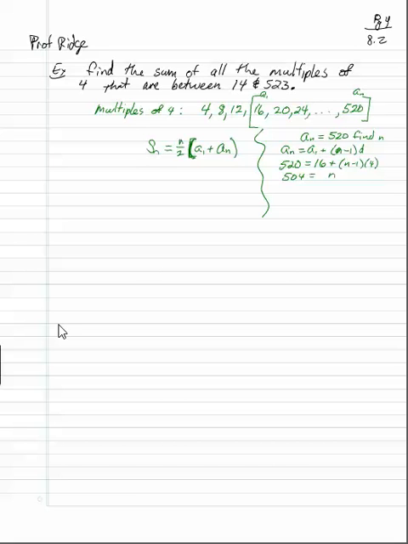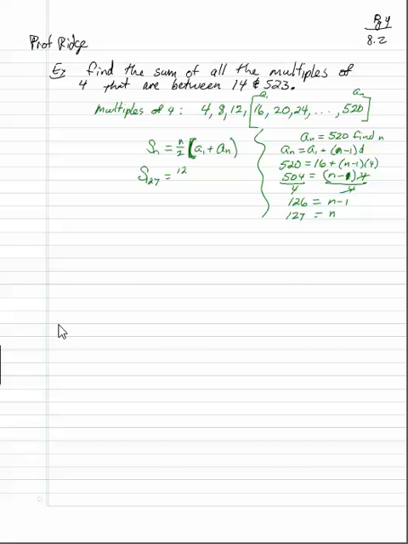Now instead of distributing the 4, divide both sides by 4. So 504 divided by 4 would be 126. And n minus 1, add the 1, it's 127. So n is 127.